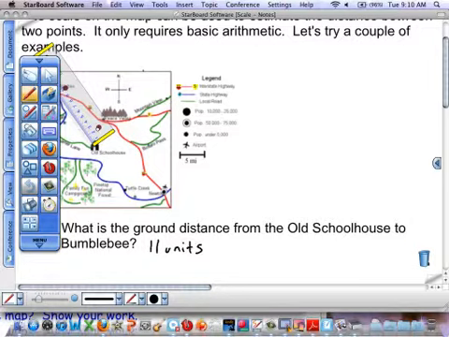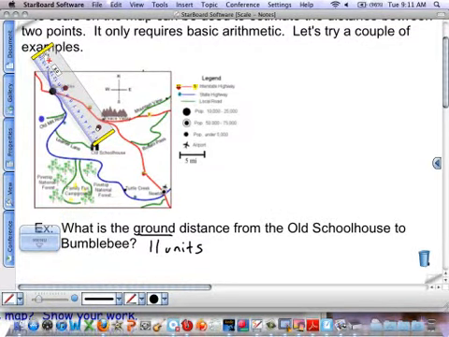But what does it mean by ground distance? Yeah, it wants to know that in miles, right? When we say map distance, that's the units. That's how many inches or centimeters they are away. Ground distance is the actual mileage between the two. Okay. So we're 11 units away. I might need to measure my scale.